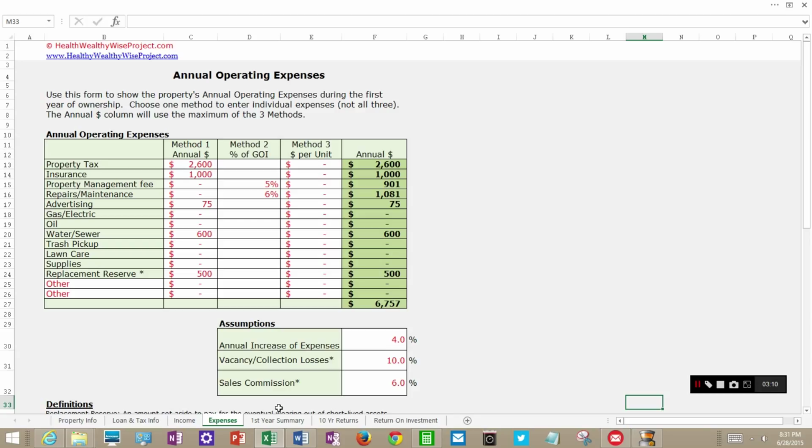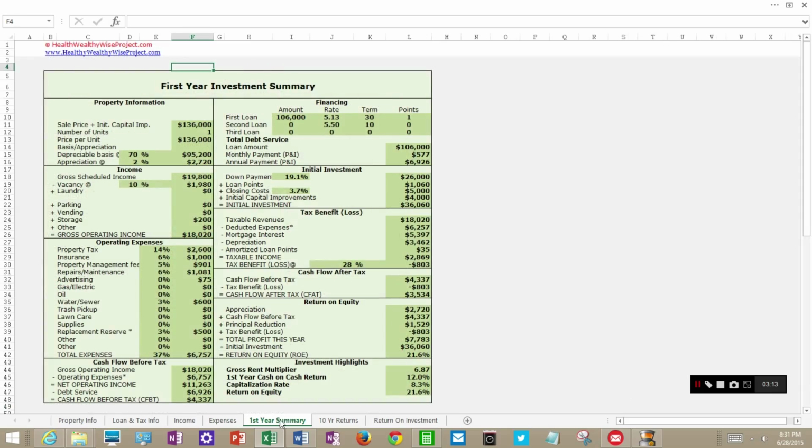The last 3 tabs are the analysis section, beginning with our first year summary. This is a full analysis of the first year of ownership, ending up with calculating important rental property metrics such as gross rent multiplier, which is similar to a P/E for a stock, your cash on cash return, your cap rate, return on equity, and you can see how it calculates your initial investments and your tax benefits.